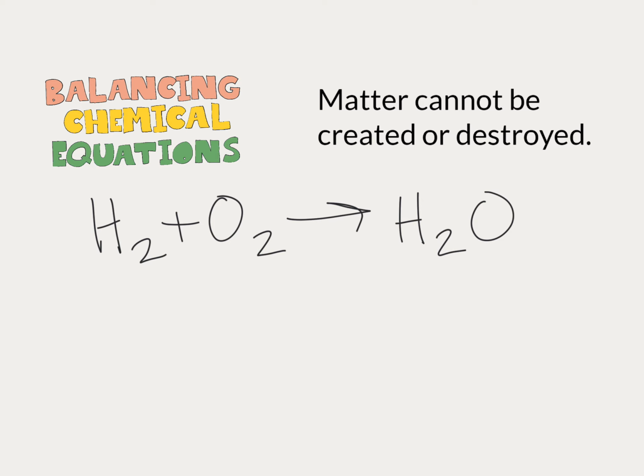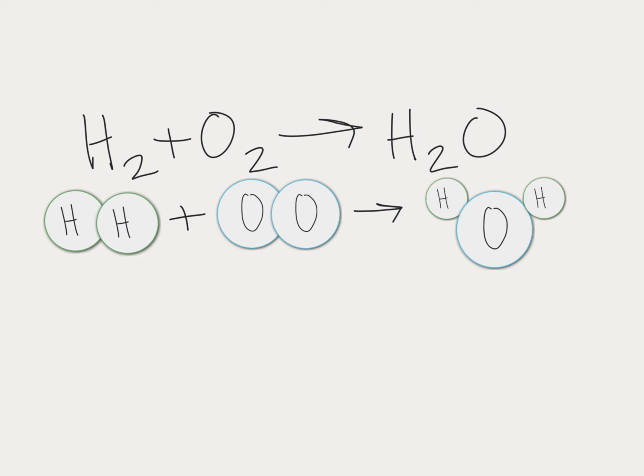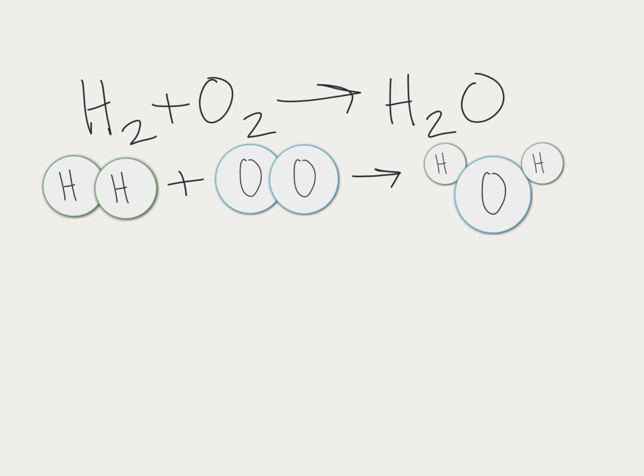According to the reactant side, we're taking H2, which is 2 hydrogen atoms, and adding it to O2, which is 2 oxygen atoms, and we're getting out 2 hydrogens, H2, and 1 oxygen. Something doesn't match up there. It seems like we lost an oxygen in that process. This is where balancing is going to come into play.